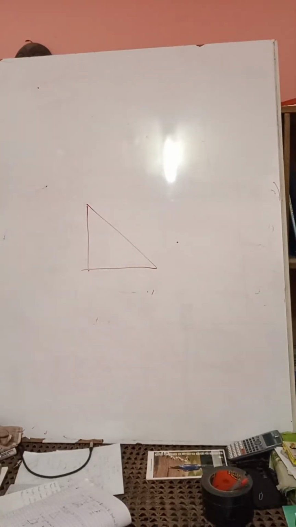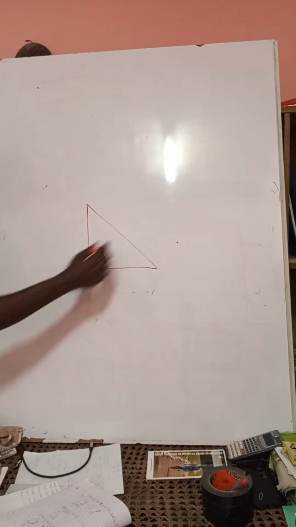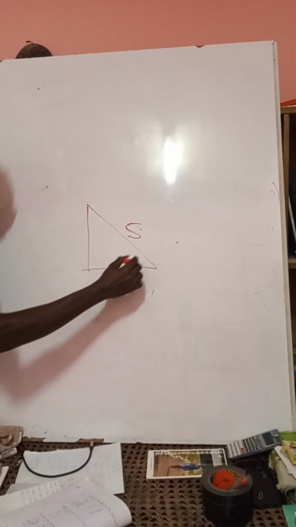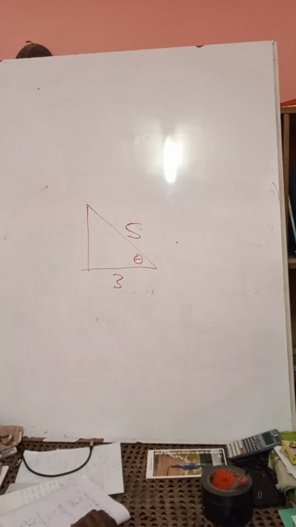I already taught you how to solve the right angle triangle, so I'm moving straight to that one. This one you can do. Try this one and let me see. You have here to be 5, you have here to be 3. Find theta. Hurry up.